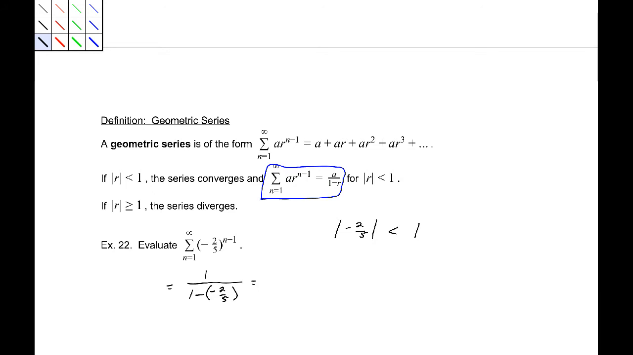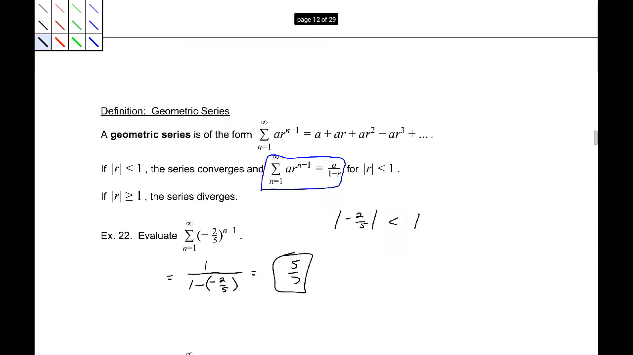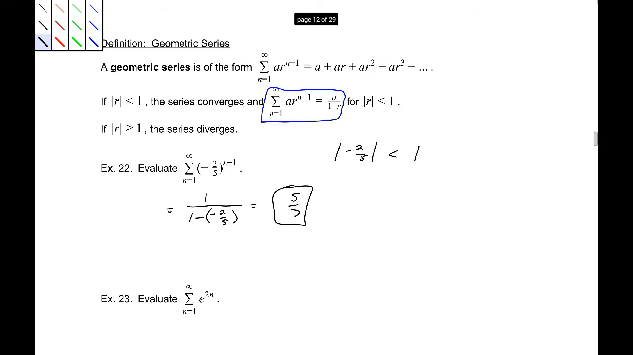So that will be 7/5, so this sums to 5/7. Keep a lookout for a geometric series.